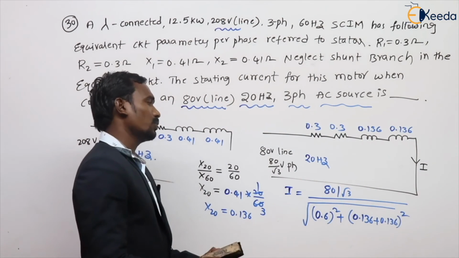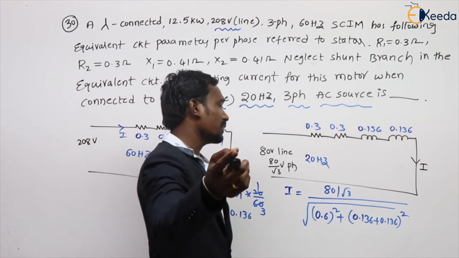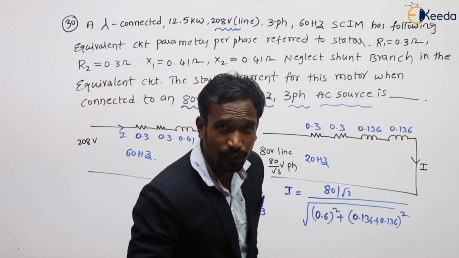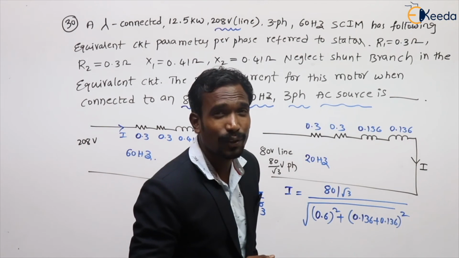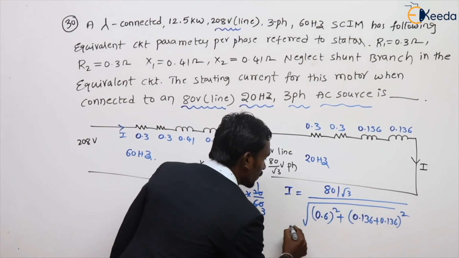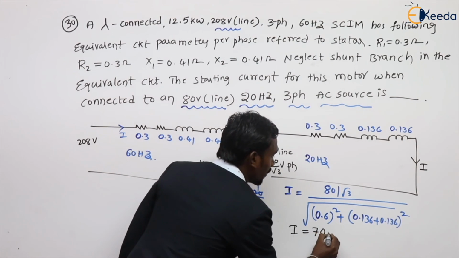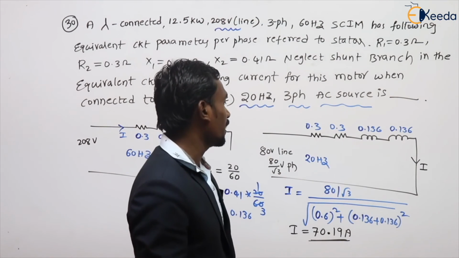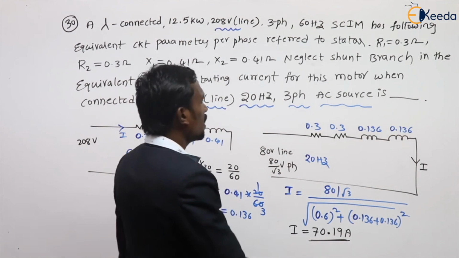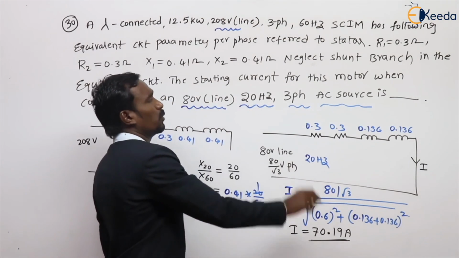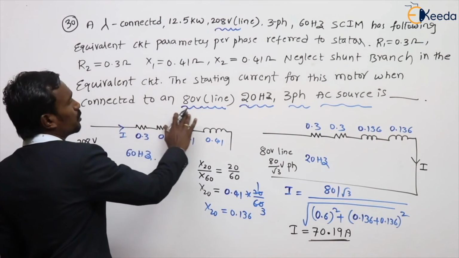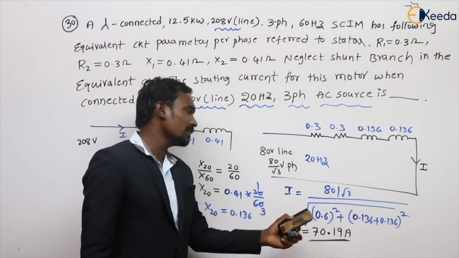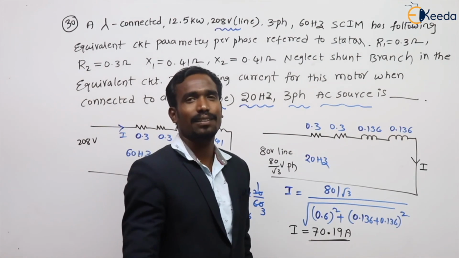This gives the current value. If you solve this, how much did you get? Hold the video, simplify this and give me the answer. Very good. So the current I is equal to 70.19 amperes. This is the current when connected to an 80 volts 20 Hz source. The current in this circuit is 70.19 amperes, which is the correct answer.